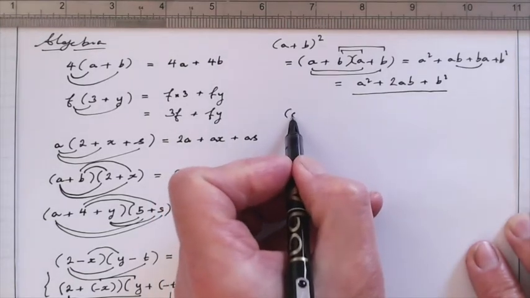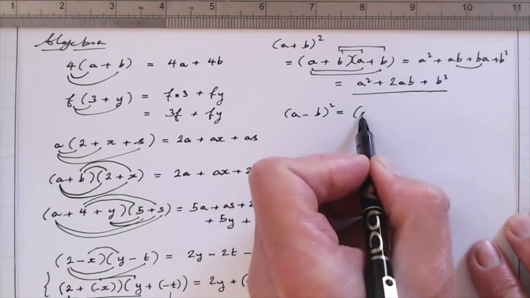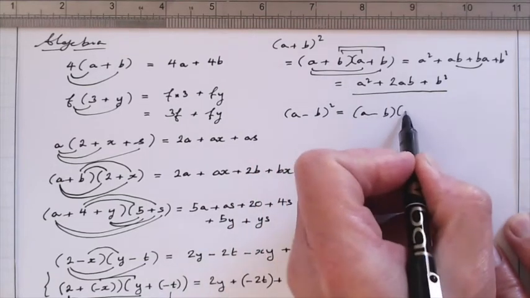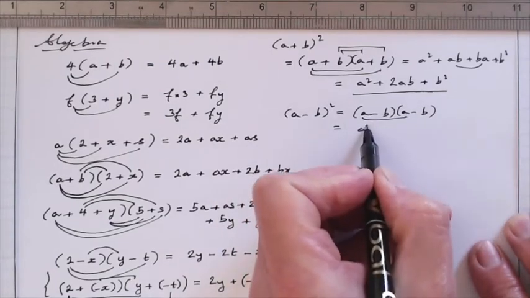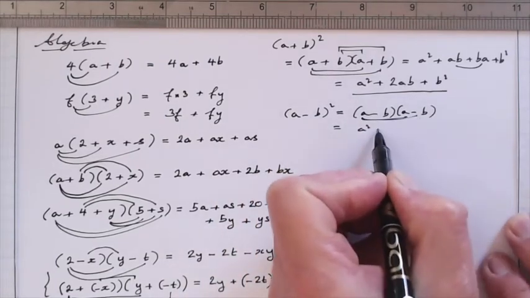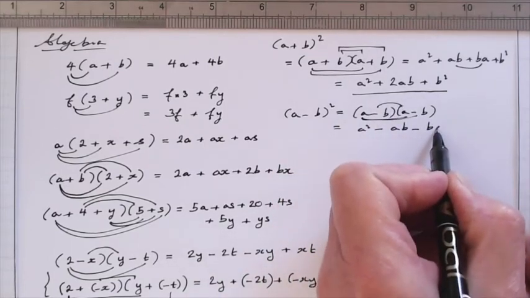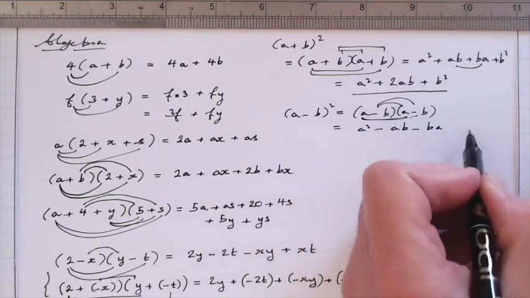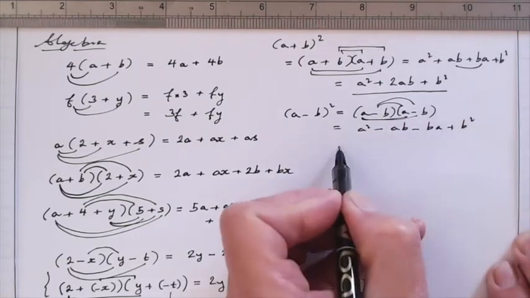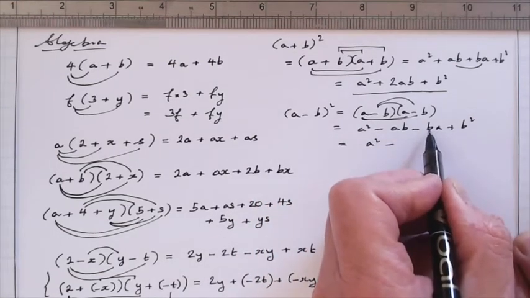Let's do a take away b squared. We would have a minus b times a minus b. We have a squared. We have minus a times b. We have minus b times a, and then here we have negative b times negative b is plus b squared. Again, minus ba is the same as minus ab.